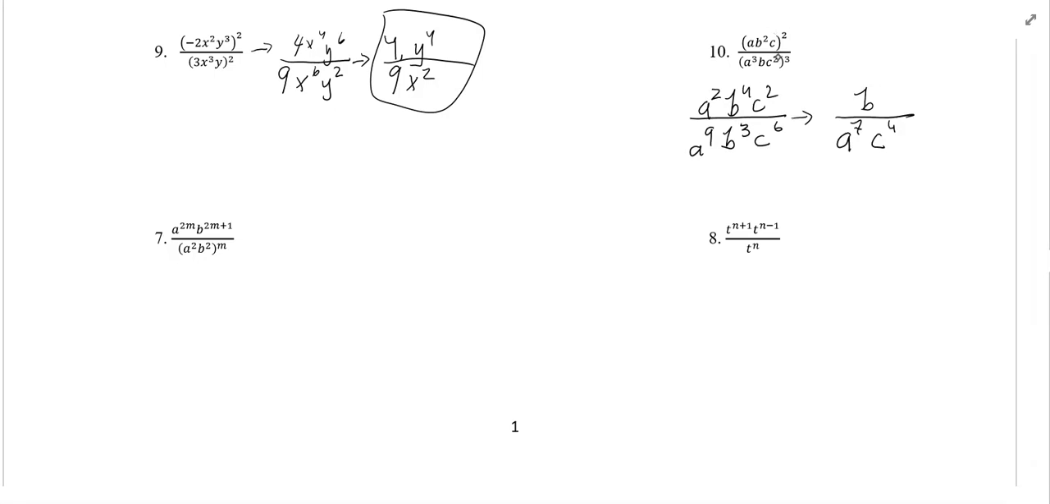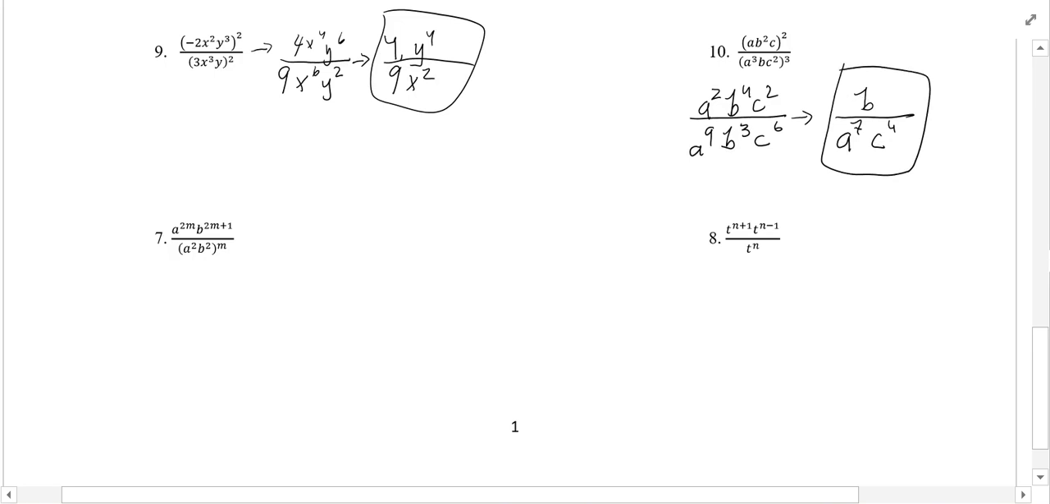Okay, so once we distributed our exponents to what was inside the parentheses, you were left with a squared, b to the 4th, c squared, over a to the 9th, b cubed, c to the 6th. So then when you simplified, you were left with b over a to the 7th, c to the 4th.